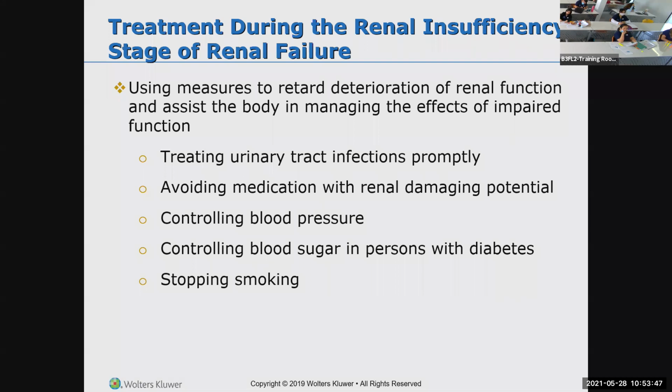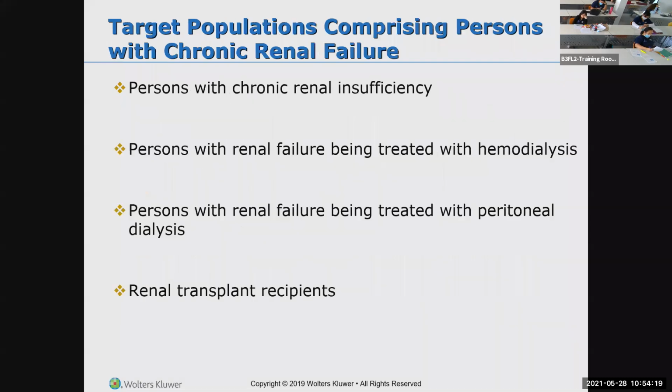So treatment: urinary tract infection. If a person is suffering from UTI, that needs to be taken care of. Avoid medication with damaging potential, nephrotoxic drugs. We need to have a proper medication history, which is important. Controlling blood pressure, controlling blood sugar in persons with diabetes, and stopping smoking.